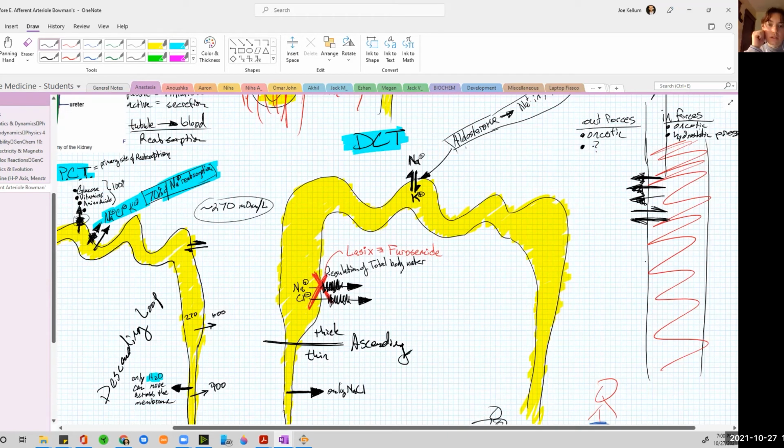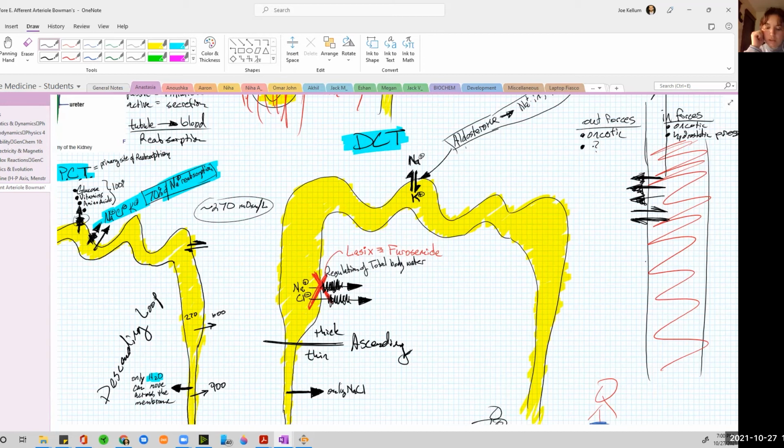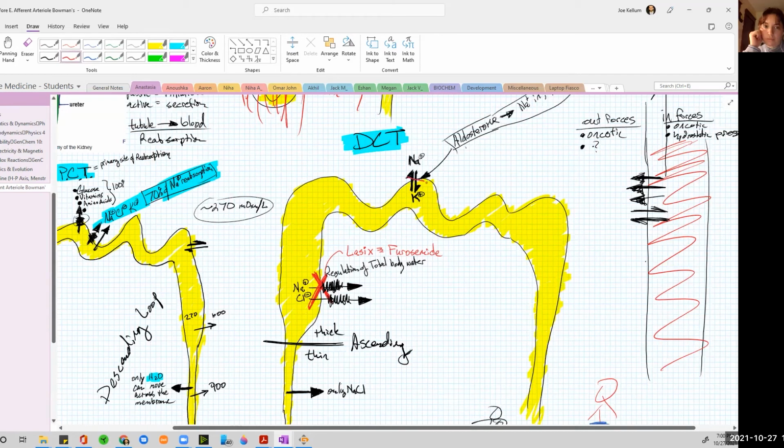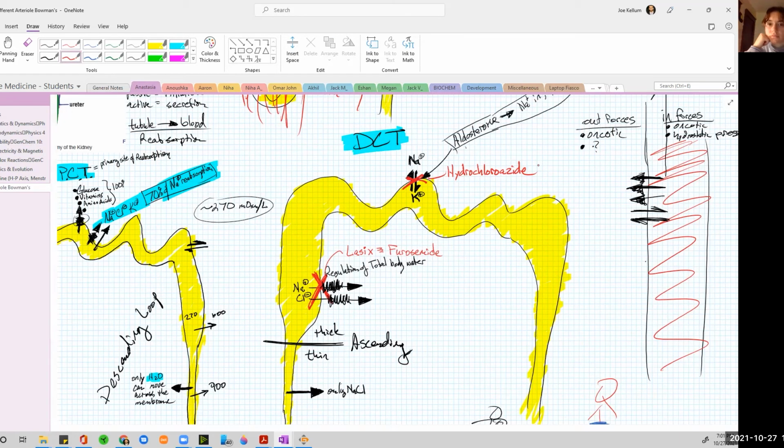If it's a diuretic, then you don't want to reabsorb sodium. Yeah, exactly. And so in the distal convoluted tubule, it comes in and it blocks this. And this is called hydrochlorothiazide. This is the primary outpatient diuretic. Lasix is IV only. So hydrochlorothiazide is what people take most of the time.